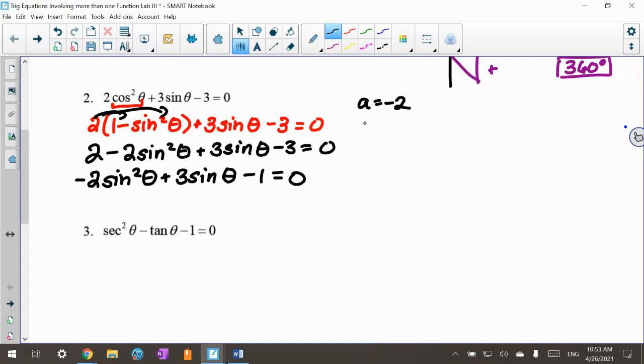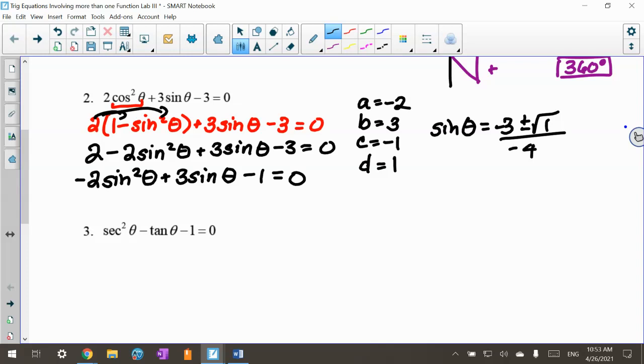A is negative 2, B is 3, C is negative 1. And when I do my discriminant, my D, my B squared minus 4AC, I get a 1. All right? So I have sine theta equals negative B plus or minus radical 1 all over negative 4, because it's 2A. So we're going to split it up, plus and minus. When I add it, I get 1/2. When I subtract, I get a 1.